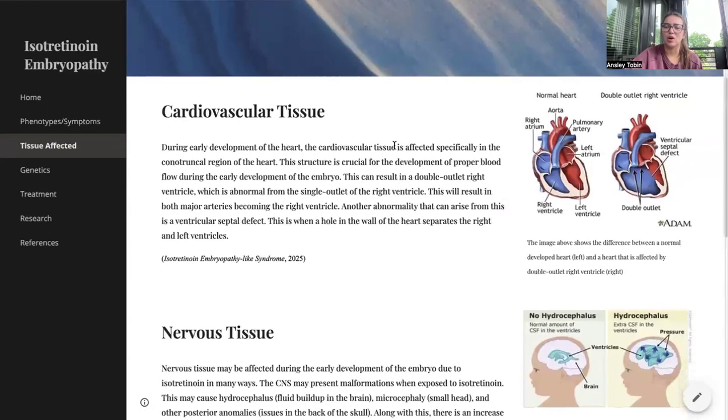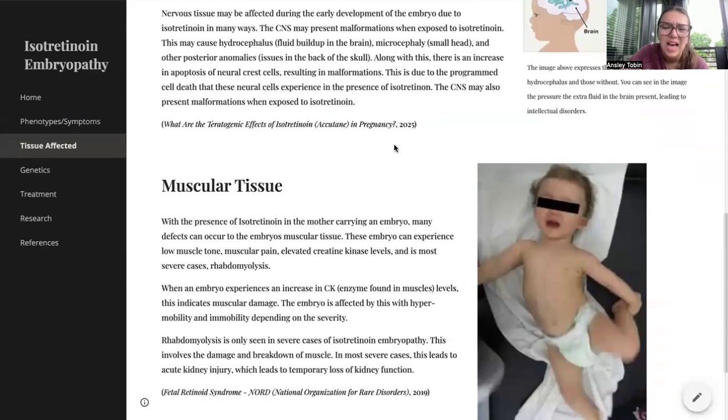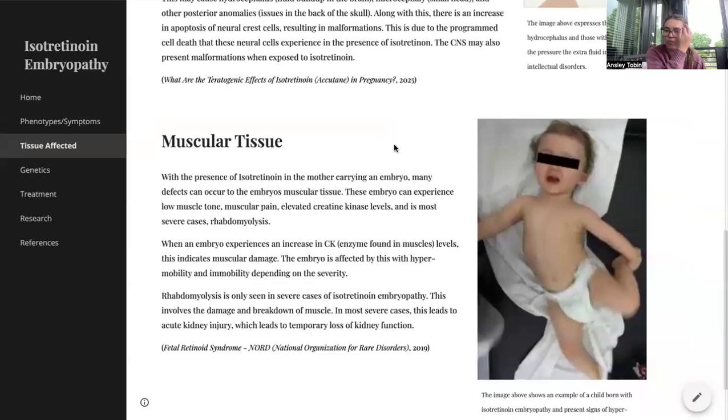Here we have the cardiovascular tissues are affected, nervous system, and the muscular tissues. And I found the muscular tissues to be the most interesting because the embryo will then express low muscle tone, muscle pain, elevated creatine kinase levels, and in most severe cases, rhabdomyolysis, which is the breakdown of muscles.